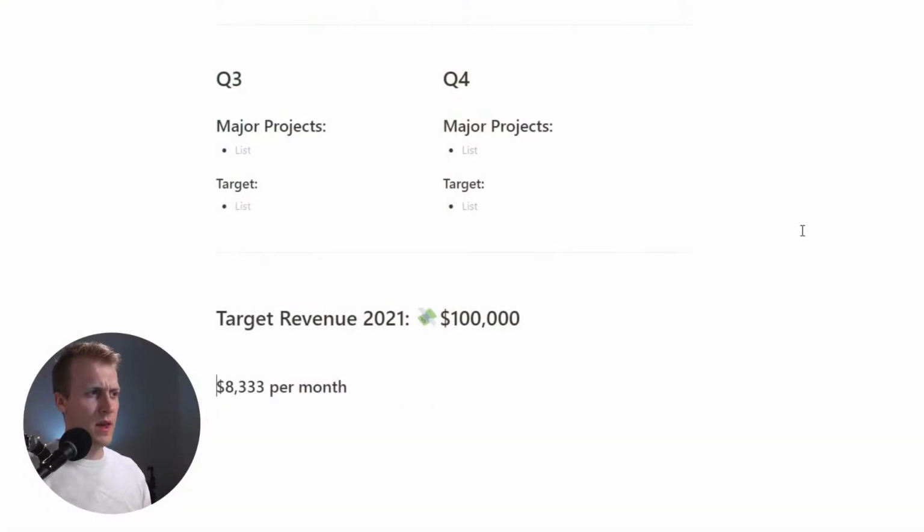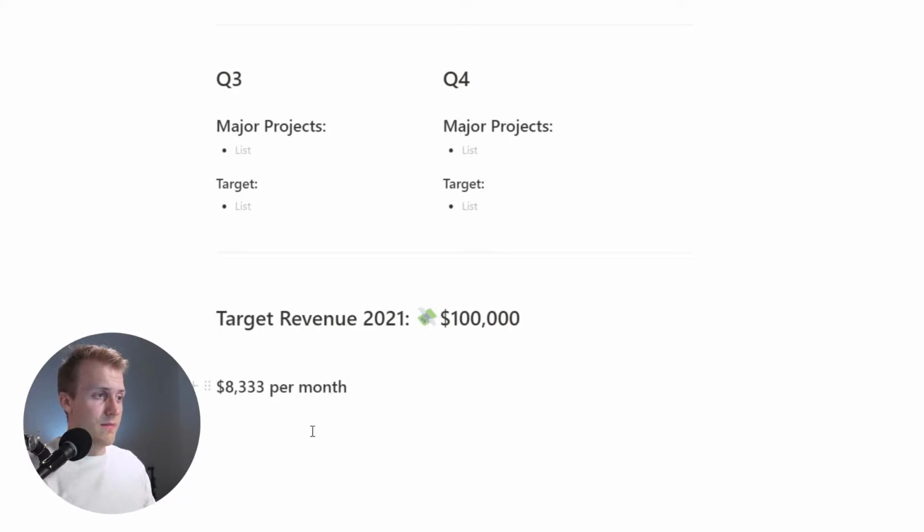If I were to break that down, say $100,000 in the year, what's the math on that? 100,000 divided by 12 months is about 8,300 per month. That's the goal, and then you can break it down further.